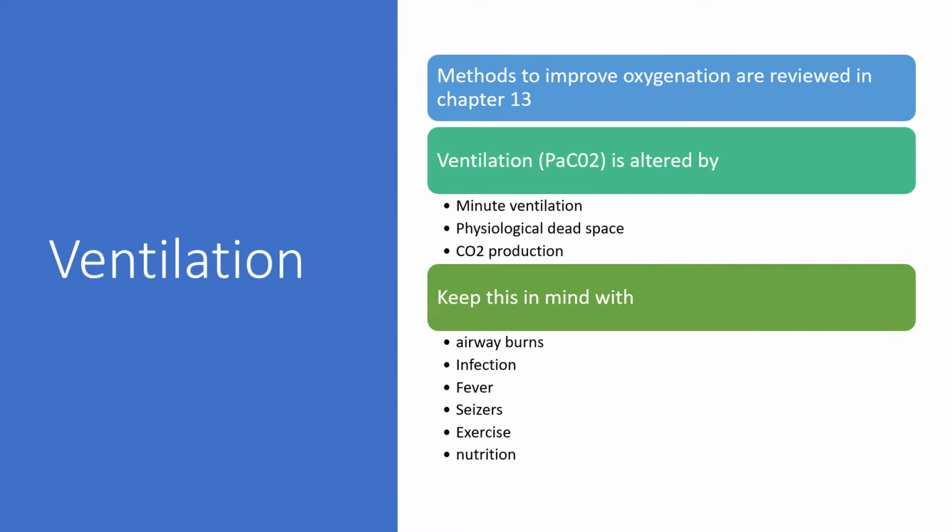All right, methods to improve ventilation and oxygen and to improve oxygenation are reviewed in chapter 13. So if you want to take a look at that, you can go ahead and do so. But we're going to talk primarily about methods to improve ventilation here. So ventilation is measured by the PaCO2 off the arterial blood gas, and it's altered by your minute ventilation. So that's your respiratory rate times your tidal volume.